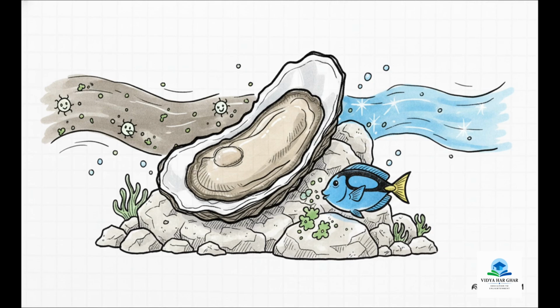Oysters are absolutely brilliant ecosystem engineers. They act as natural water filters, continuously filtering out massive amounts of nitrogen and phosphorus simply by eating, all while providing a rich habitat for other marine life.